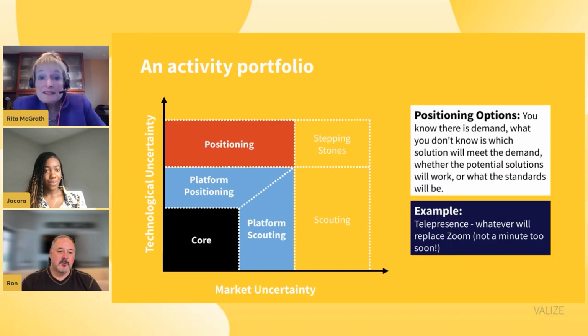Now, out here in the space of options is probably what's going to feature most prominently in the classroom. So, a positioning option is something where you know there's a demand, but you don't know what the solution to that demand is going to be. So, a great example would be what comes after Zoom? Is it going to be telepresence, teleportation, haptic? I don't know. You don't know. Nobody knows. But what we need to do is place some bets in that space. So, that's what you would do there.